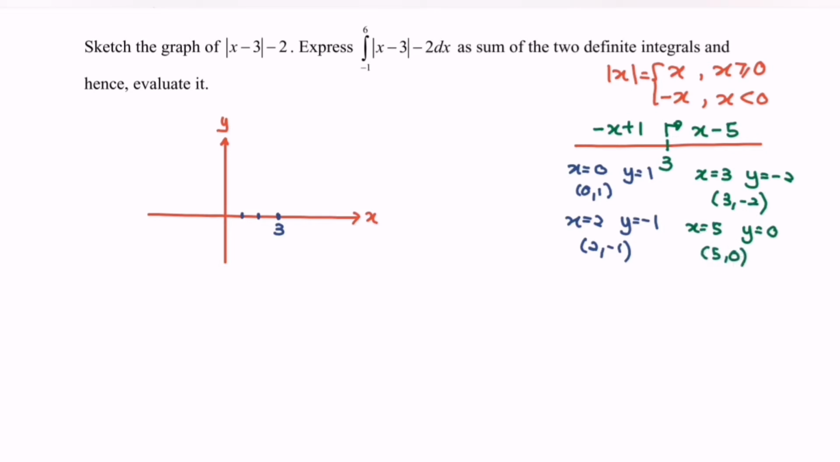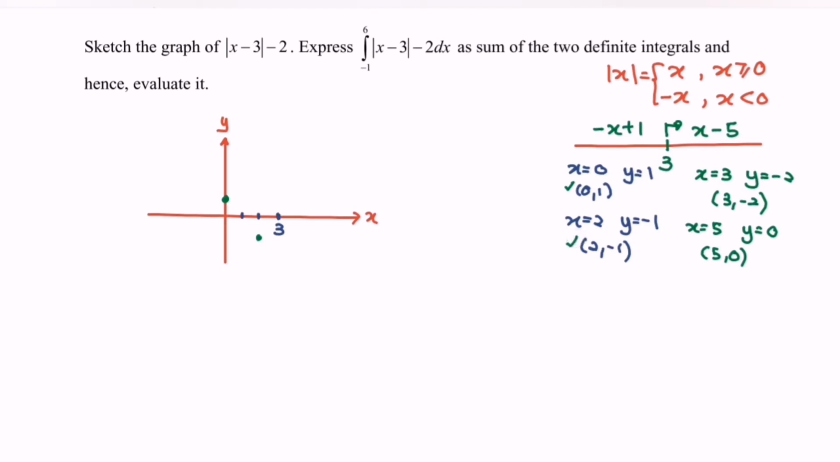Let's illustrate the situation in a graph. So kindly locate the points in the graph. So we have 0, 1, where the point will be here. Next, we have 2, negative 1, where the point will be around here.